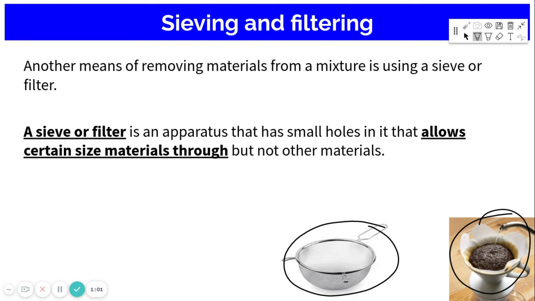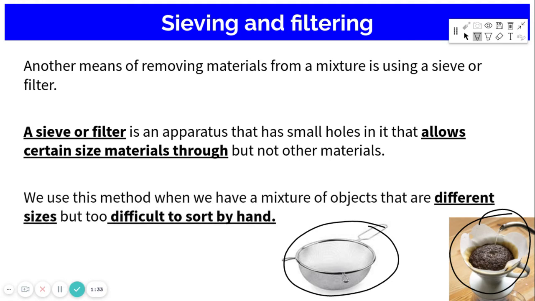The way a sieve and a filter works is it's just a substance or a mesh with holes in it, and those holes are big enough to let some of the material through in a mixture, but not other materials. So how does it work? Explain the process. Well, you take your mixture, you put it into a sieve or a filter, and the holes will allow one part of the mixture through if that part is small enough to fit through the holes, but the other part of the mixture is too big to fit through the holes, so it stays behind, and that's how you separate two parts of the mixture.